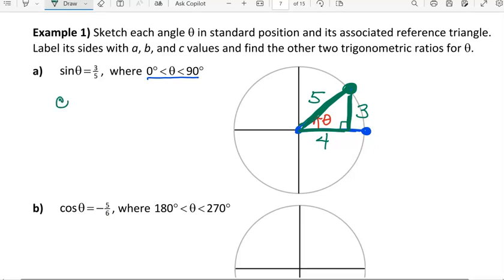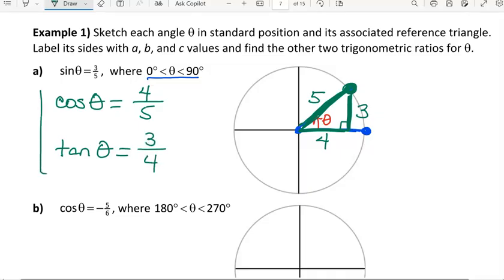And then we can find the values of the other two trig ratios. So cosine of angle theta is equal to 4/5, adjacent over hypotenuse, and tangent of angle theta is equal to 3/4, opposite over adjacent.